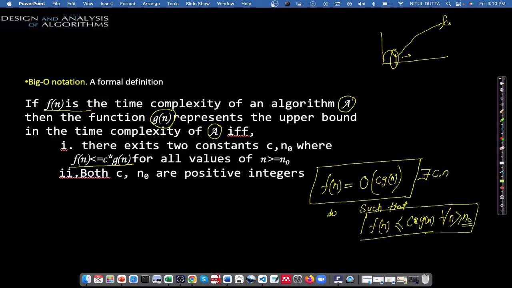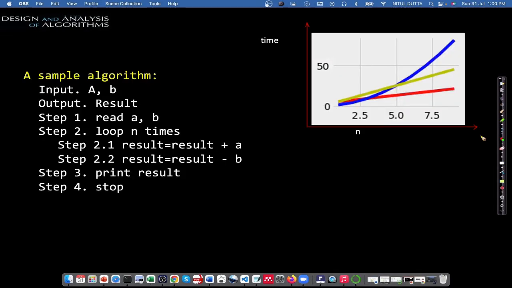Now we will see a few examples of how to compute the upper bound of any algorithm, provided we have been given the time complexity function f(n). Let us take this example.